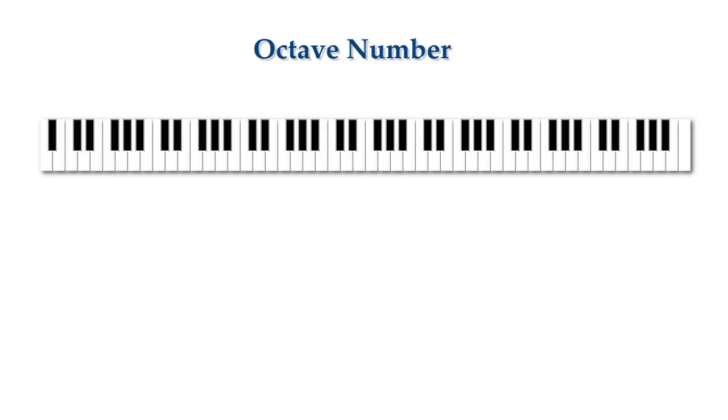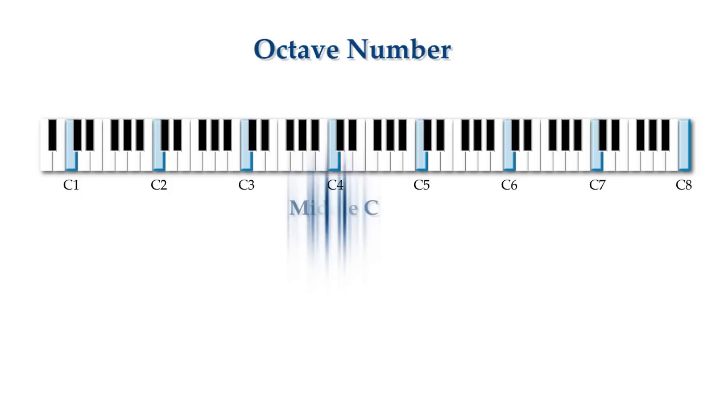There are 88 keys on the piano. The first C that we find is labeled C1. The next C is labeled C2, and so on. There are 8 Cs on the piano. The C in the middle of the piano, what people call middle C, is C4.